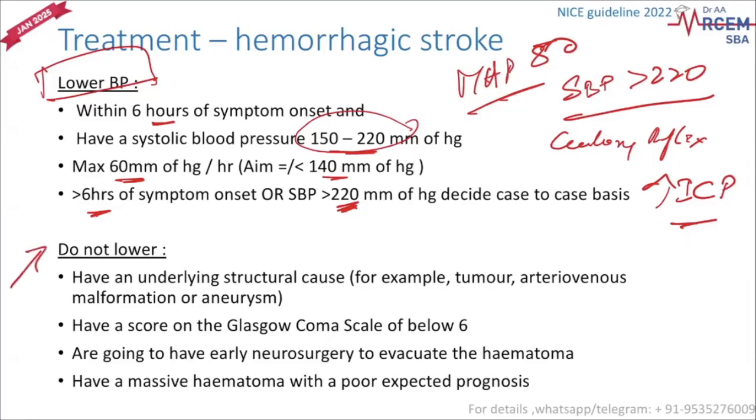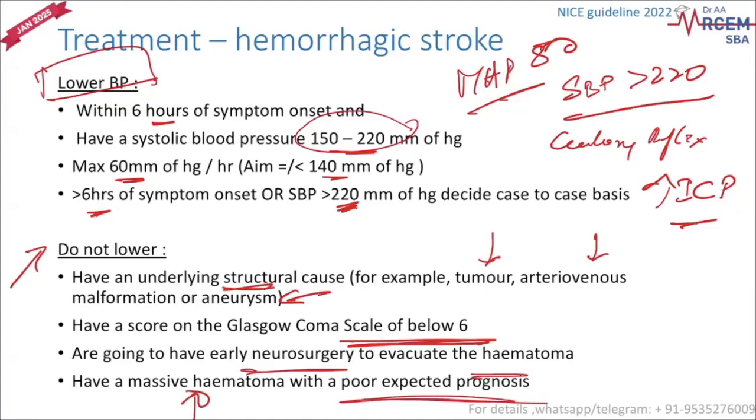Do not lower blood pressure in what conditions? If the GCS is less than 6, do not lower it. If there is a structural cause for the bleed, for example, bleeding from a tumor, AV malformation, or aneurysm, do not reduce it. Neurosurgeons have decided to evacuate the hematoma early. They are immediately taking up this case in the operation theater and planning to evacuate. Or the bleed is so massive that the prognosis is bad. The neurosurgeon says there is no point in operating, it is for palliative care. If it's palliative care, reducing the blood pressure doesn't matter. Whenever the patient goes into palliative care, basically what you're doing is comfort, not treating the cause or trying to cure the patient. We're making sure the patient is comfortable.